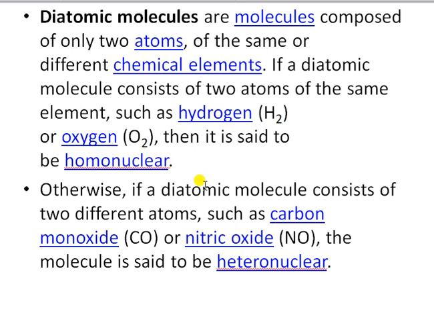For example, this is carbon monoxide. This is also a diatomic molecule, but here the two atoms are of different elements, like carbon and oxygen, and similarly others. So it means that in a diatomic molecule, the atoms can be the same or maybe different, but it just consists of two atoms.